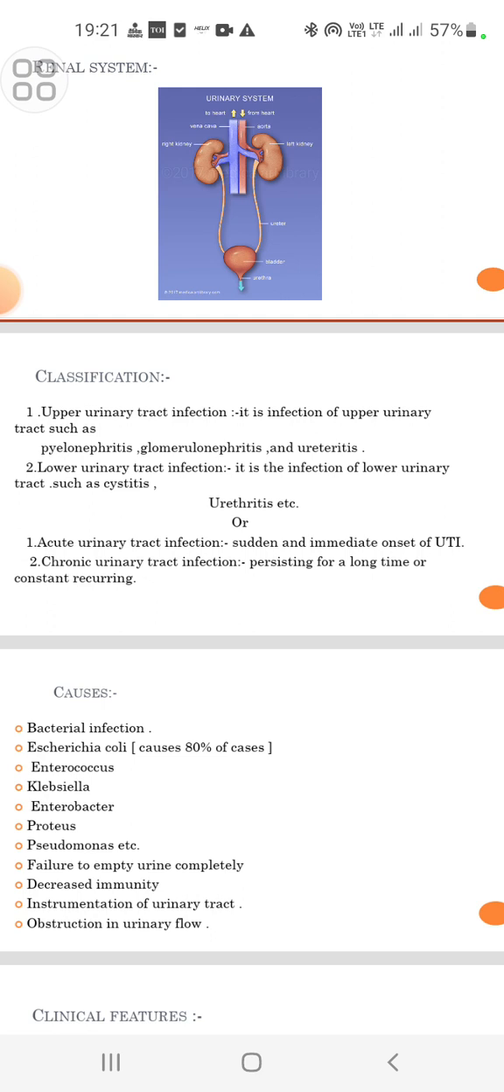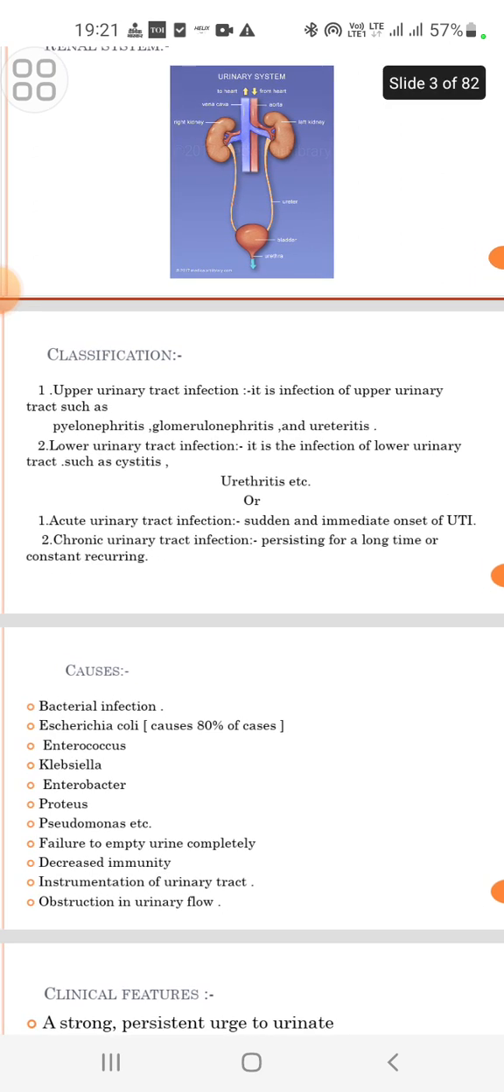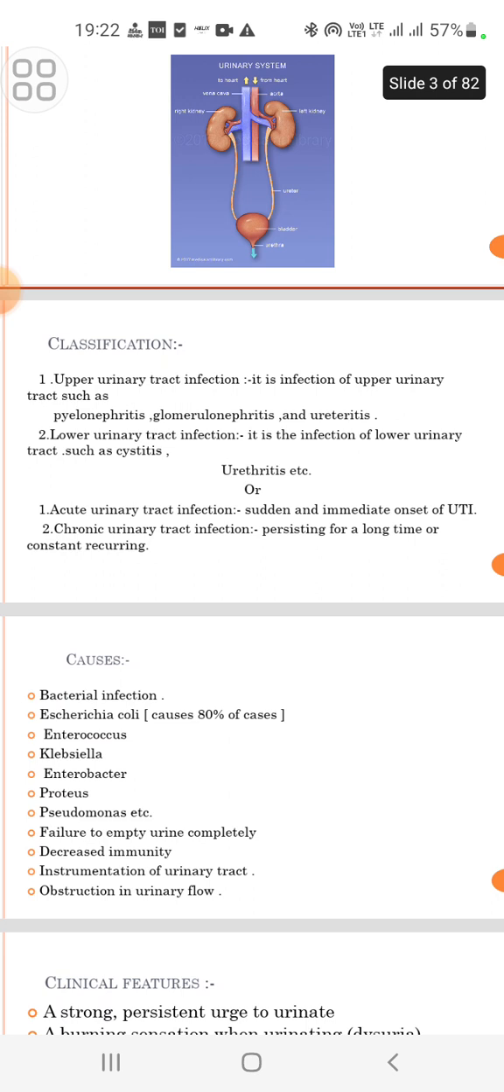So this is the classification that I have explained to you, and whatever book you refer to, you will see the classification according to that only. Now we'll look at the causes. What is the etiological factor that can lead to urinary tract infection? We have bacterial causes. Among all urinary tract infections, 80% of cases of UTI are due to E. coli infection. That is one kind of bacteria which is responsible for the major share of UTI.